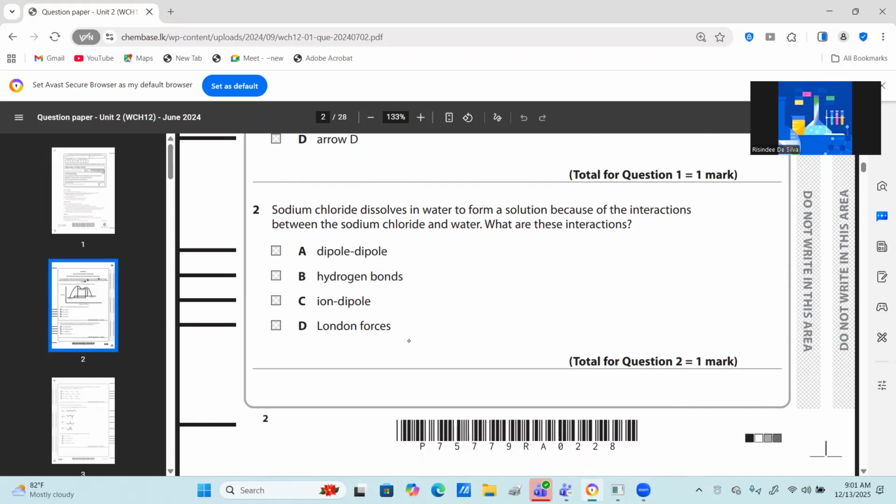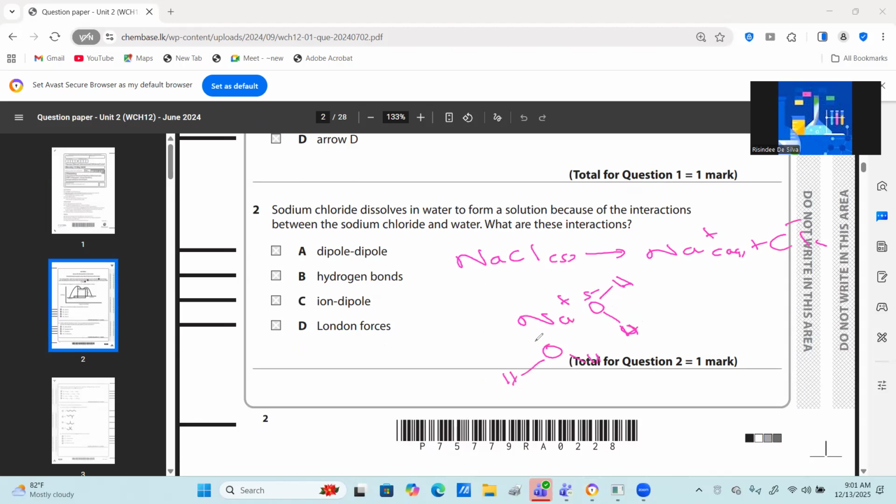Then we'll see the next one. Sodium chloride dissolves in water to form a solution because of the interaction between sodium chloride and water. What are these interactions? So we know when sodium chloride dissolves in water, it ionizes as Na+ and Cl-. So we know the ionic compounds will become hydrated.